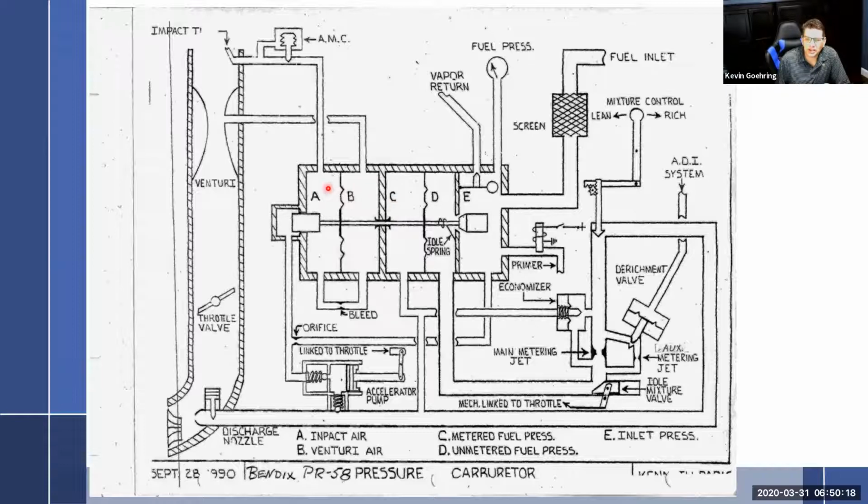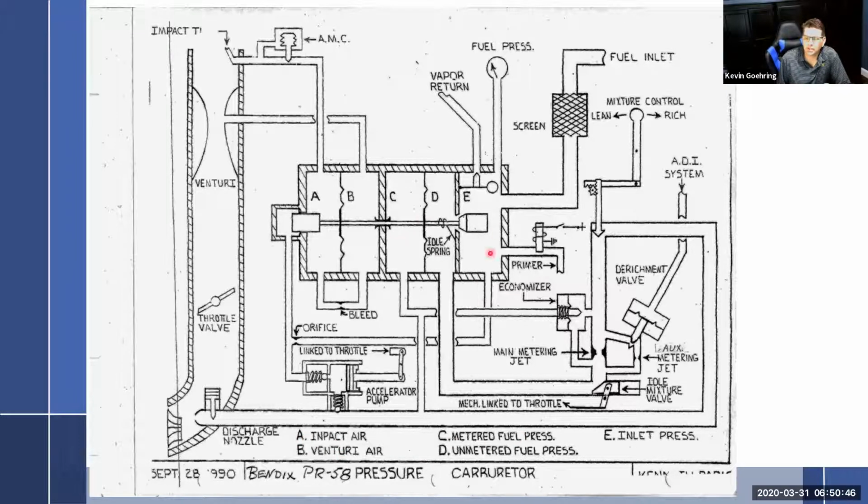I go A and B, and I like how this is drawn with this right here, because it separates A and B as the air metering force. So A is going to put pressure to the right. Hopefully this is to the right to you. B is going to have a suction, which is going to pull the diaphragm to the right. So A plus B is air metering force. Also, if you forget, you can look down here: impact air, venturi air, unmetered, metered.